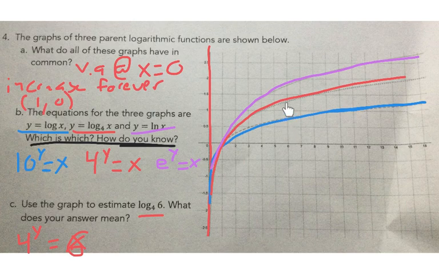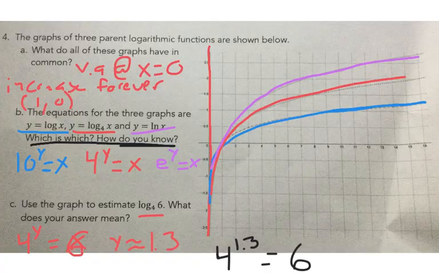It looks like I'm somewhere between 1 and 1.5. So I could say that the y value is approximately 1.3. And so again, what's this saying? This is saying 4 raised to the 1.3 is equal to 6. And again, that's just a rough estimate because it's hard to get an exact point from that graph.